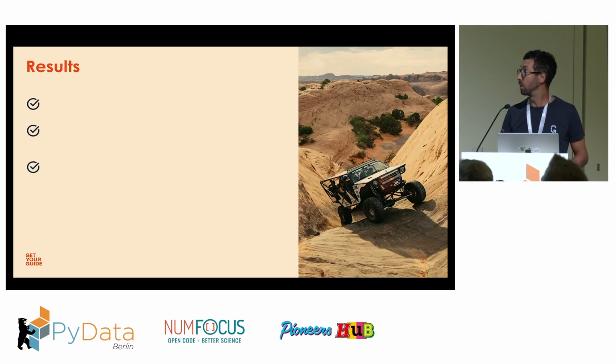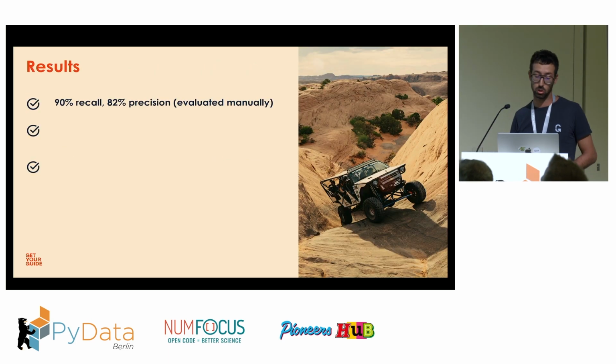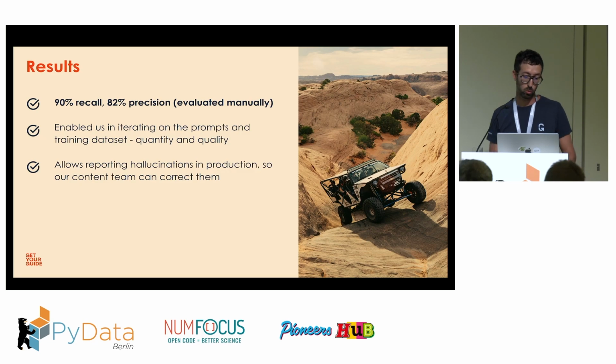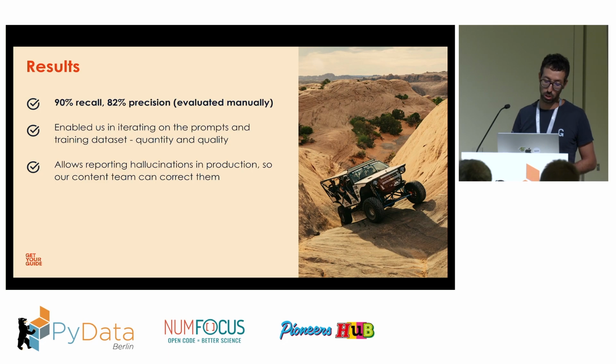What were the results of the evaluator? We evaluated the precision and the recall manually with the content team of this tool. We achieved 82% precision and 90% recall, which were numbers that enabled us to move to production with this. This really helped us iterate quicker and faster on the prompt and training data set, so we could understand the right data quantity and data quality for the training data especially. And also, more important, this allows us to report the hallucination in production. It's still possible that the algorithm produces hallucination, but with this tool that runs daily, we can report them to the content team so they can act and correct them.